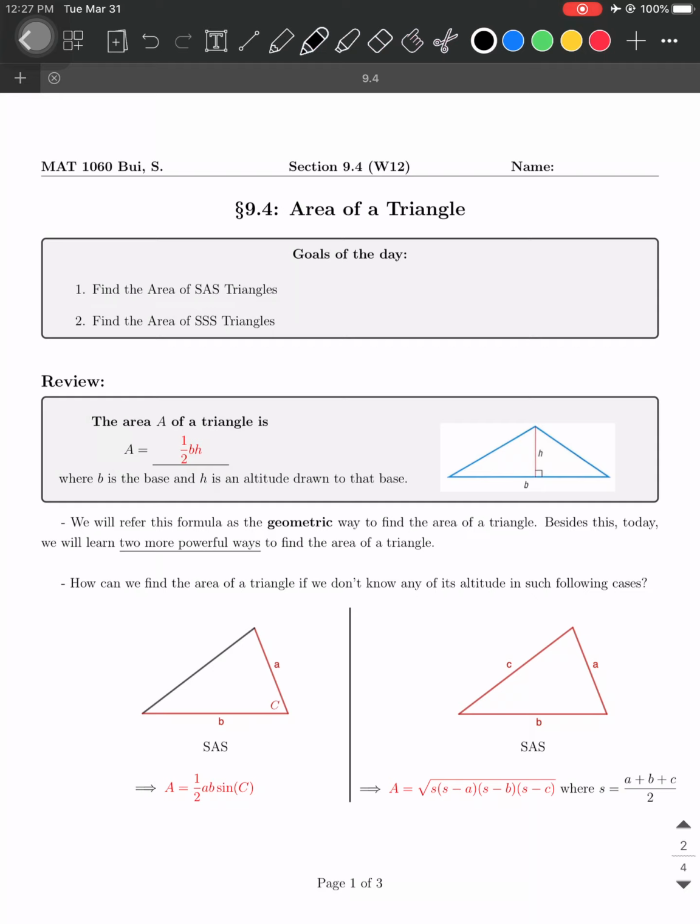So the h in here, the height, would be the distance from one vertex to the other base. Okay, it has to be from the vertex. So this one in here is not the height. This one in here is not the height. Okay, we only have one height, which is this one.